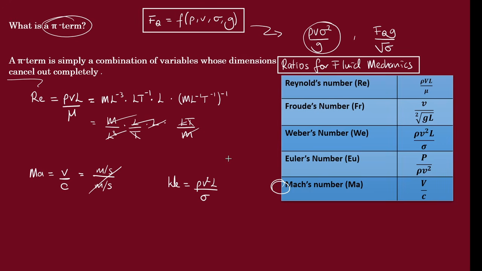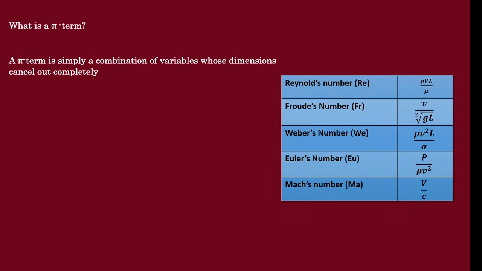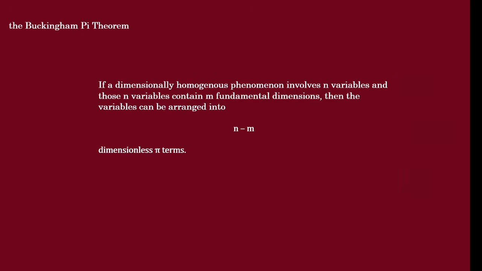You have dimensionless quantities, which stand for any quantity that has no dimensions. And within those dimensionless quantities, you have pi terms, which means: how can I combine variables to end up with something that has no units? So that's all there is to pi terms.